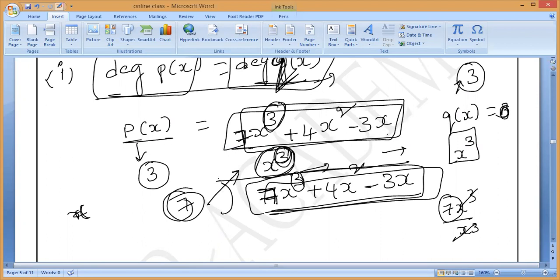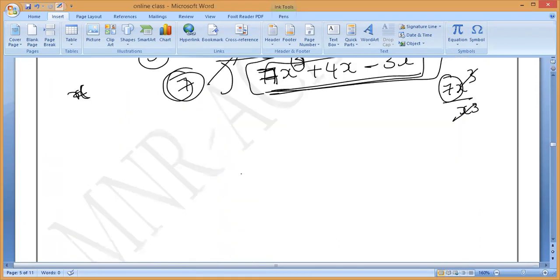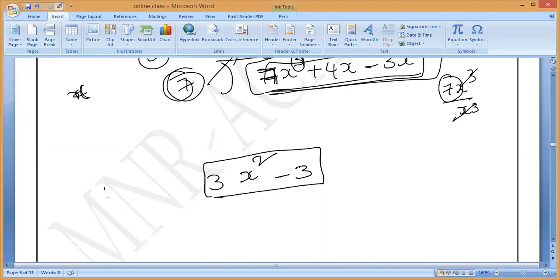Suppose you take one polynomial, 3x square minus 4, minus 3. This is our polynomial, okay? P of x. One more example. P of x equal to 3x square minus 3. Do you understand? Our Q of x. What is the degree of Q of x?